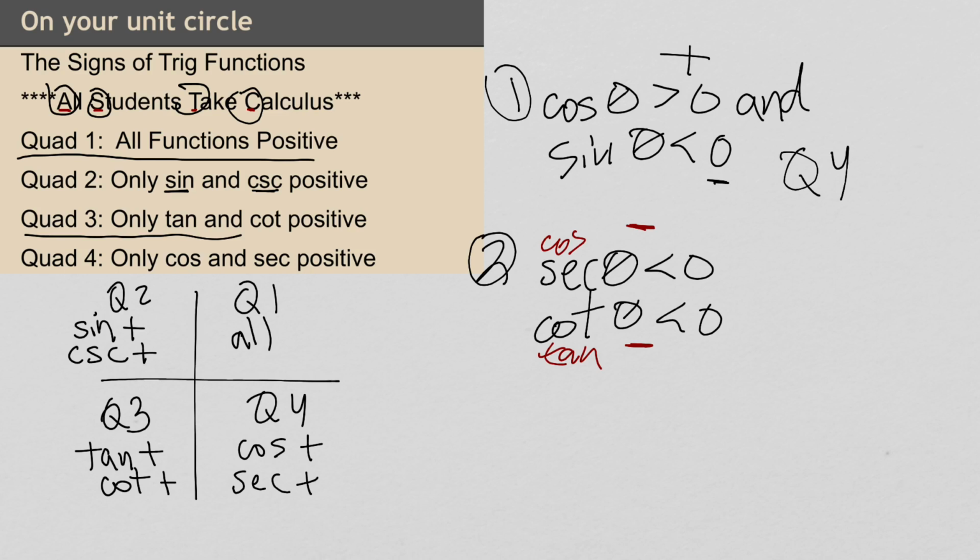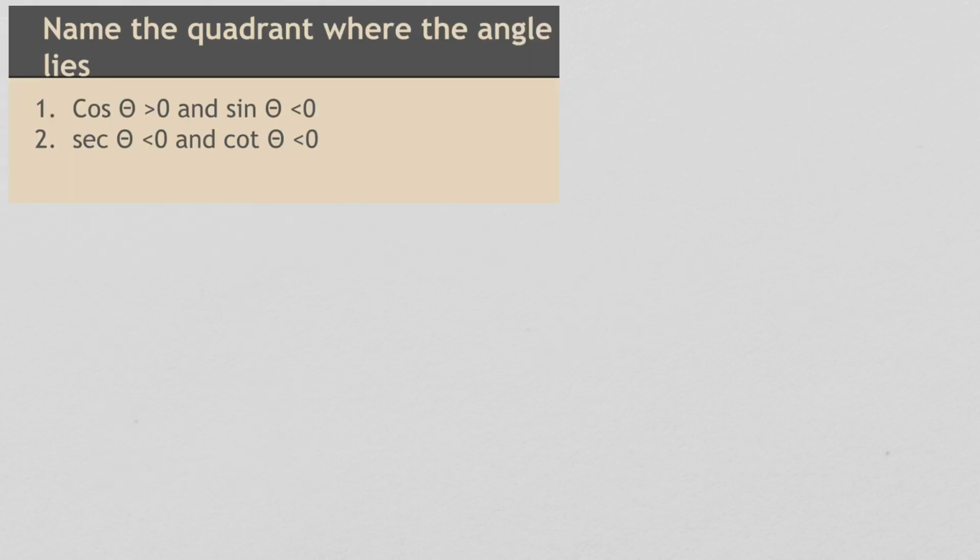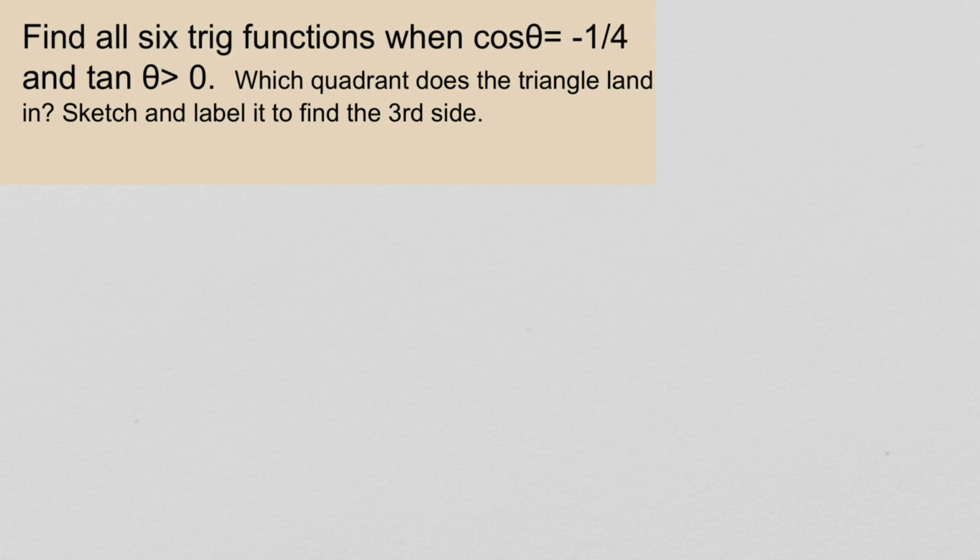So where are both of those two functions negative? Well, it can't be 4, cannot be 3, and it can't be 1. So the only possibility is quadrant 2. So it's just a process of elimination there. All right, moving on.